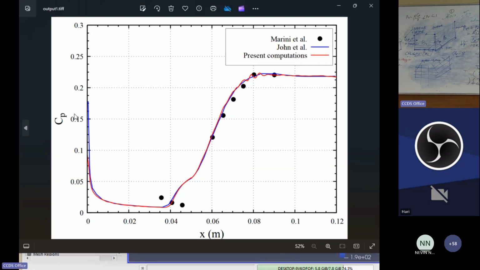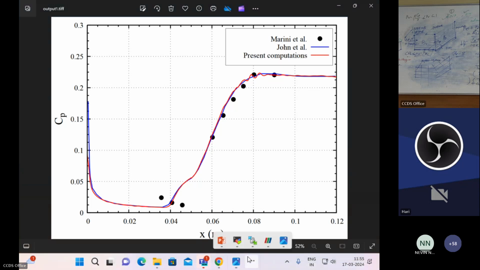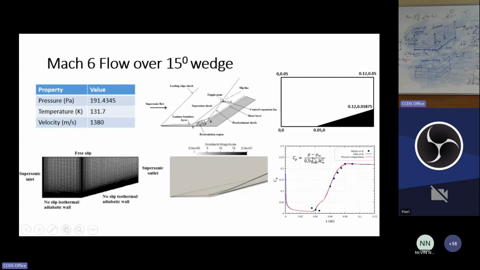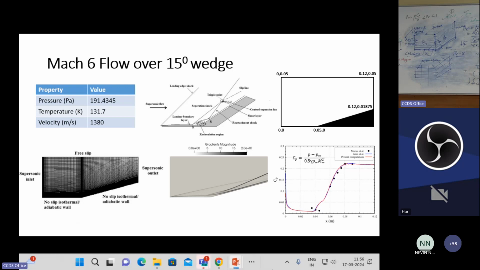So you need to make a plot of pressure versus x direction coordinate. This pressure is non-dimensionalized with respect to the formulation that I have already given, Cp, right? So Cp is P minus whatever pressure you have calculated, subtracted with the free stream pressure, which is 191.4345, divided by 0.45 into gamma into again this pressure, and Mach is, for this case, 6. So if you use this formulation in Excel, you can plot the data.